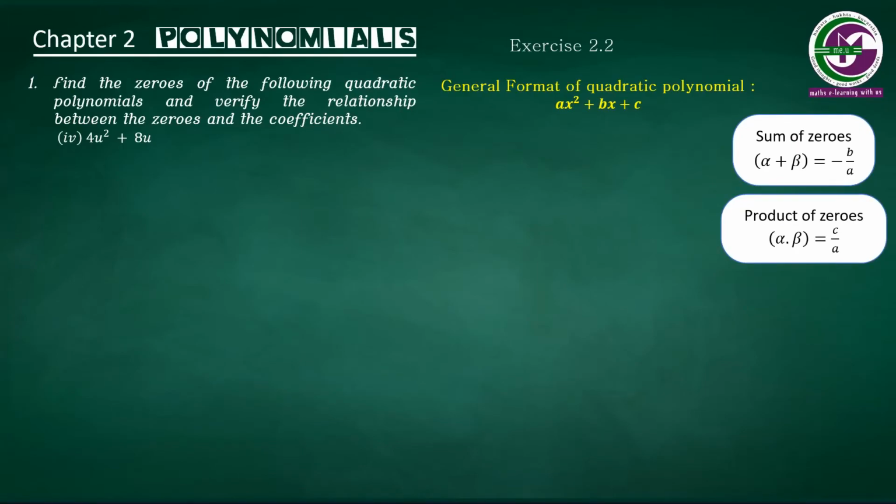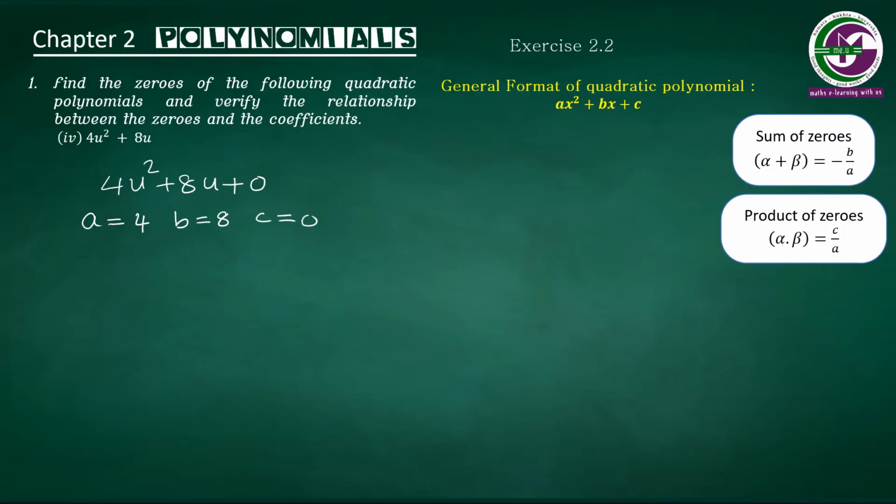Now the fourth sub question. Here also you can see that it is not in the standard form. One of the terms is missing. The constant term is missing. So this is 4u square plus 8u, and we'll make the constant term 0. Right? There is no constant term. So that we'll get the values of a, b, c. Here the variable is u. So a is the coefficient of u square, that is 4, and b is the coefficient of u, that is 8, and c is the constant term, that is 0.